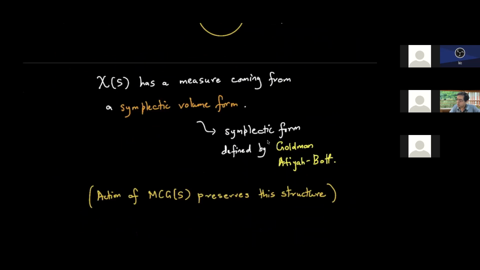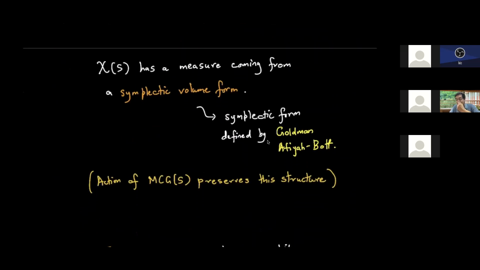So yes, as Siddharth was asking, this character variety, the PSL2C character variety, in fact any G character variety for a Lie group G, where you look at representations from the fundamental group of the surface to G up to conjugation, has a measure coming from a symplectic form. This was defined by Atiyah, Bott and Goldman. Once you have a symplectic form, you can talk about the symplectic volume form, and that's one way of thinking about the measure. And it turns out the mapping class group action preserves the symplectic structure, so these are actually actions by symplectomorphisms on this character variety.